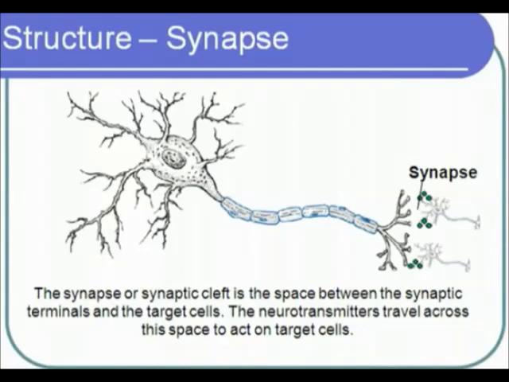The synapse, or synaptic cleft, is the space between the axon terminal and the target neuron. After being released by the axon terminal, neurotransmitters travel across the synapse in order to act on target neurons.